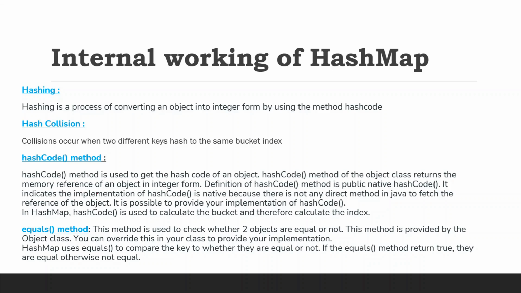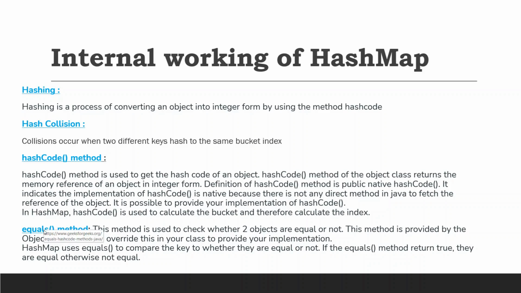It indicates the implementation of hashCode is native, because there is no direct method in Java to fetch the reference of the object. It is possible to provide your own implementation of hashCode. The hash code is used to calculate the bucket and therefore the index. So firstly it will calculate the bucket and then it will calculate the index.